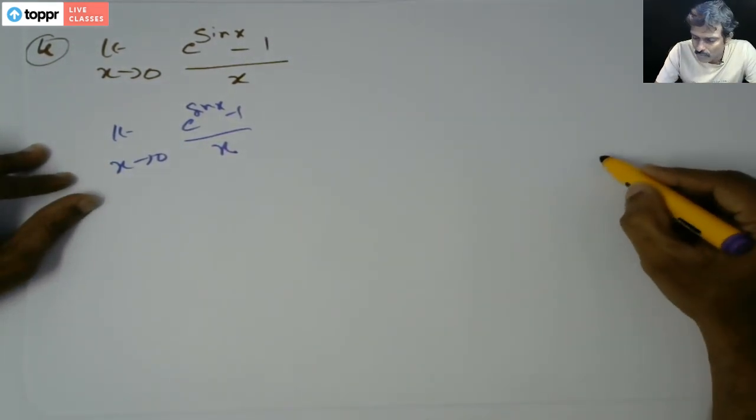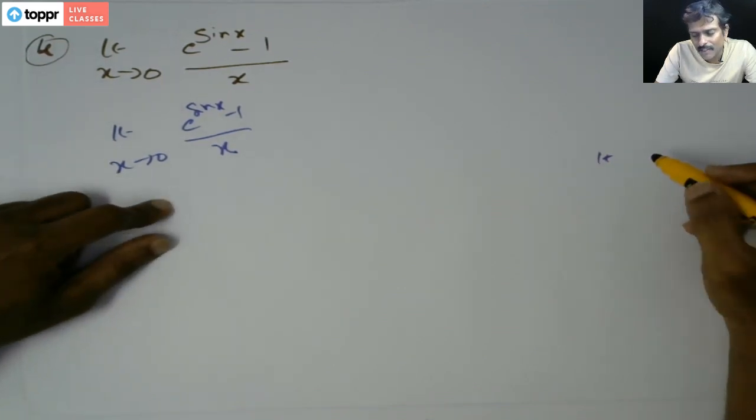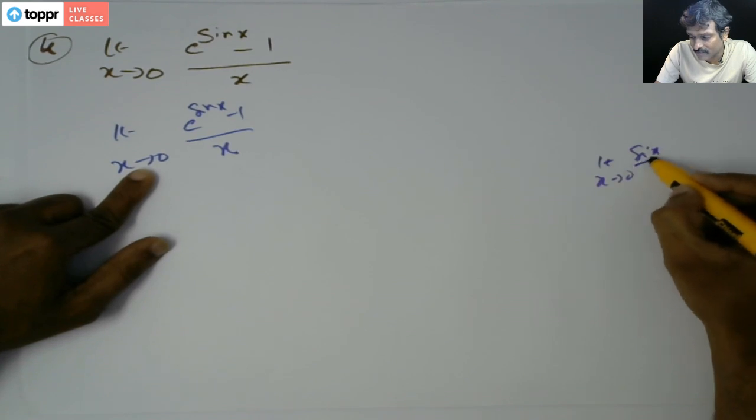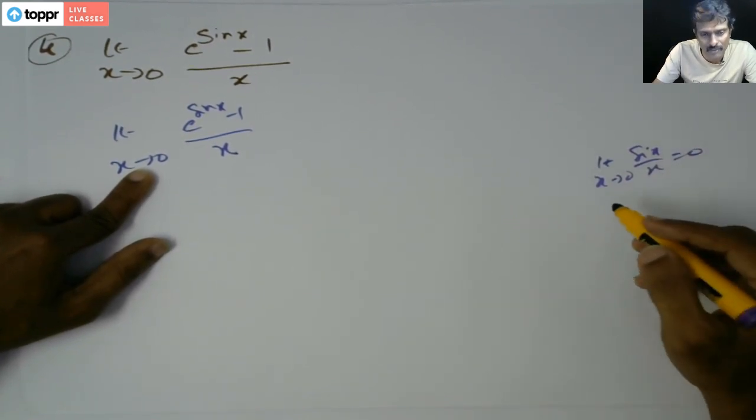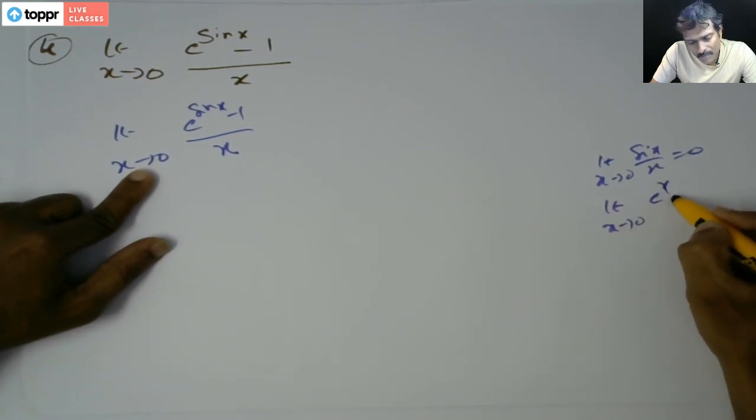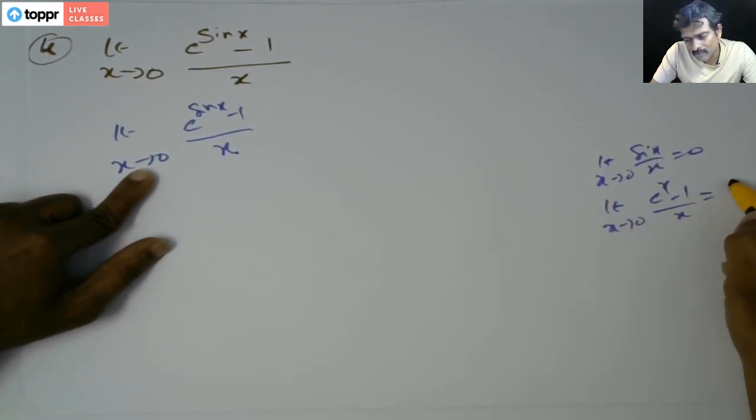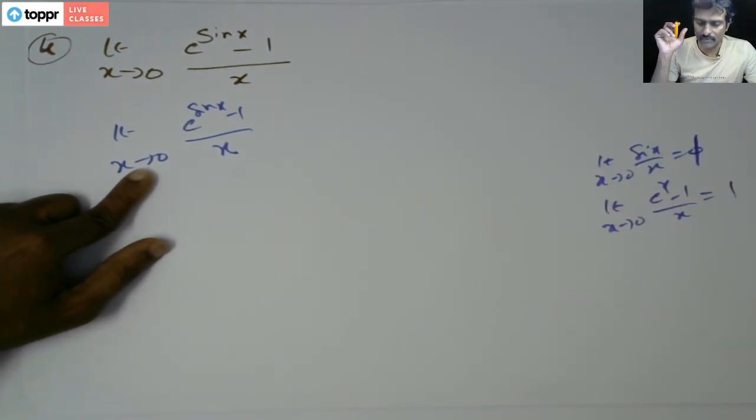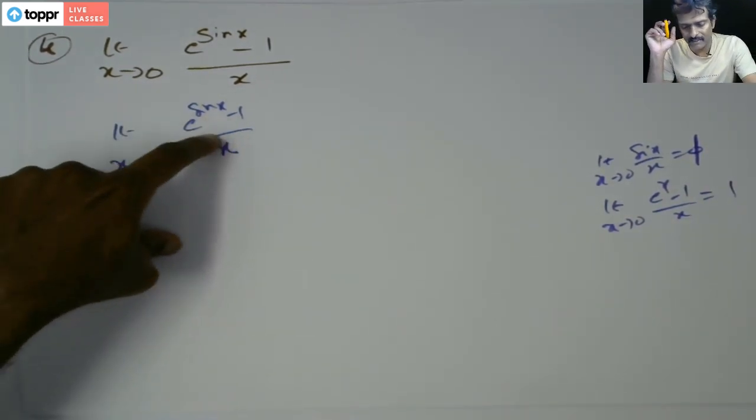Sine has come here, so we can use limit x tends to 0 of sin x by x, which is equal to 1, as one formula. And then limit x tends to 0 of (e power x minus 1) by x is also equal to 1. So 1 and 1, these are the two formulas we can use. So we have to get this into that form.